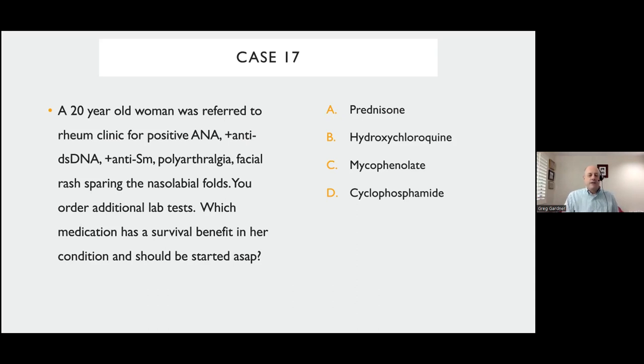It's a derivative of quinine. It comes from the cinchona tree in Peru. Hydroxychloroquine was developed as an antimalarial after World War II and started to be used in the 1960s for rheumatoid arthritis and then for lupus. And it's an amazing medication.